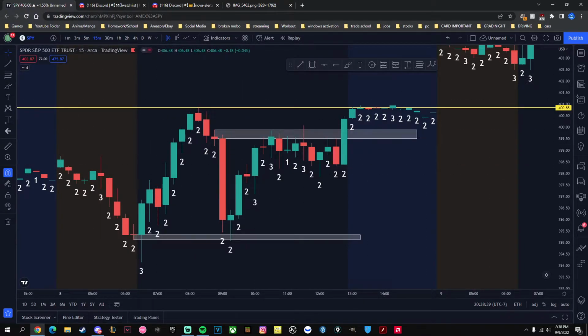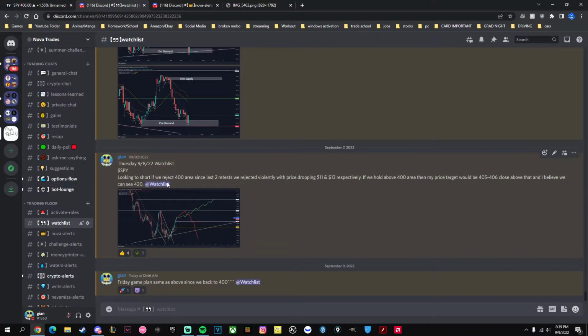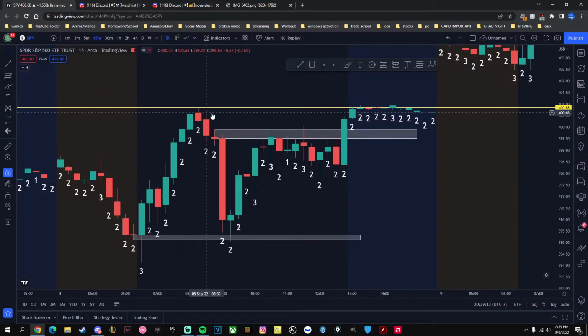So now here's a trade example of what I took on supply and demand. We knew 400 to 401 was huge resistance, because we dropped like $11 to $13 the last two times we retested it. So after we saw this fail-to-two-up or shooter candle on the 15 minute at the 400 zone, since we had it on our watch list to reject 400, since the last two retests we dropped $11 and $13 respectively, we saw this reversal candle and we grabbed puts here.